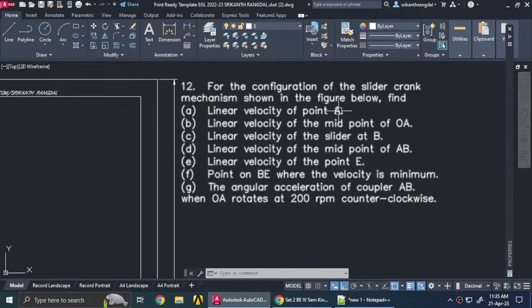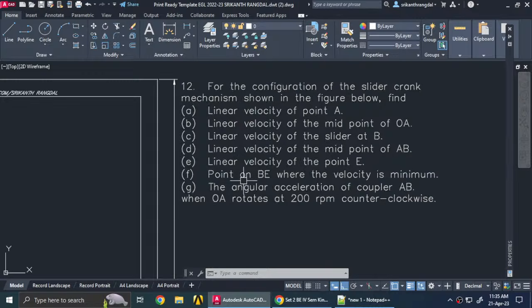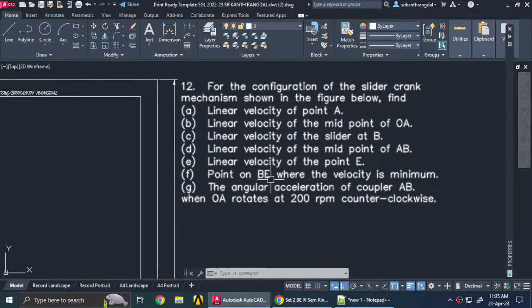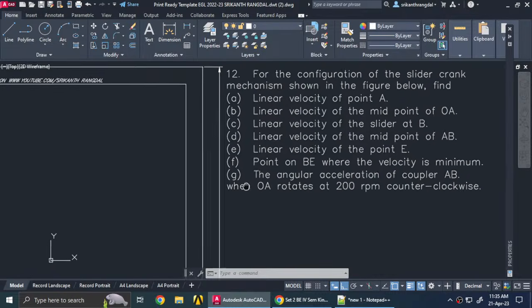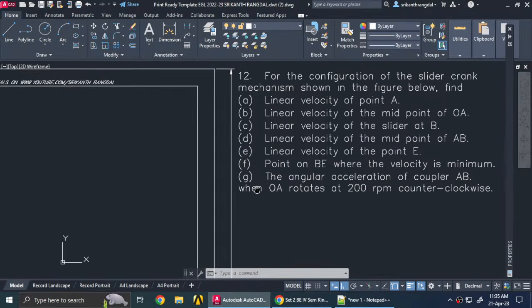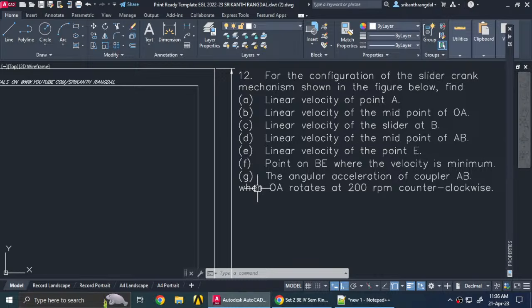We will find the velocity of point A, the velocity of the midpoint of OA, the linear velocity of the slider at B, the velocity of the midpoint of AB, and the velocity of point E. And then we have to find the point on BE where the velocity is minimum, and also find the angular acceleration of the coupler AB. So all these things we will have to find, and for this we need to understand what the velocity diagram is and how to draw the velocity diagram.